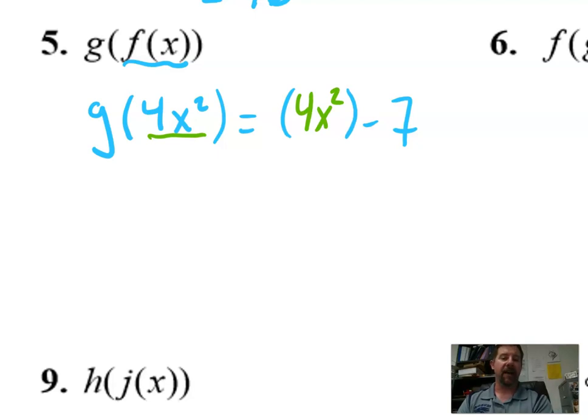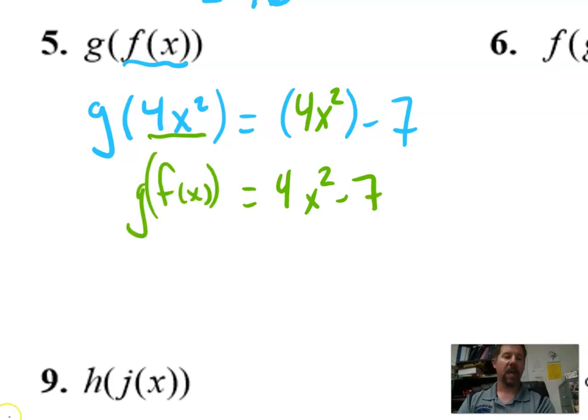So g of f of x, or g of 4x squared, is 4x squared minus 7. And this is our composite function. All right? Let's try this again with number 6.